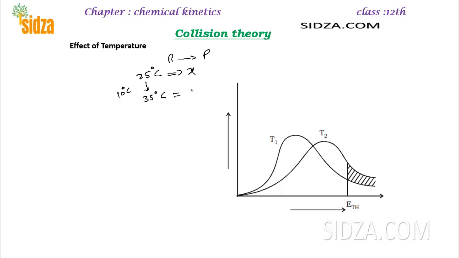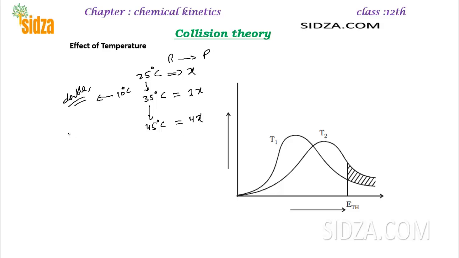What we normally find is that the rate of a reaction becomes 2 times, that means it becomes 2x. It means that for every 10 degree rise of temperature, the rate of a reaction becomes double. Now if you carry out the same reaction again at 45 degrees Celsius, the rate will now be 4x. So for every 10 degree rise in temperature, the rate of reaction becomes double.